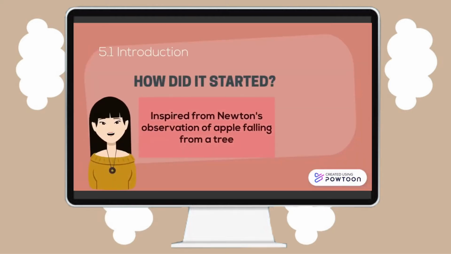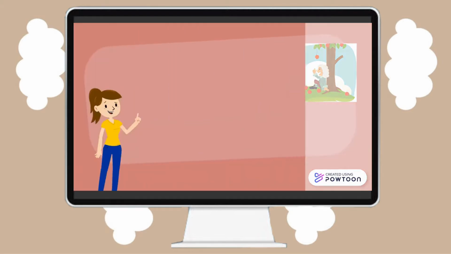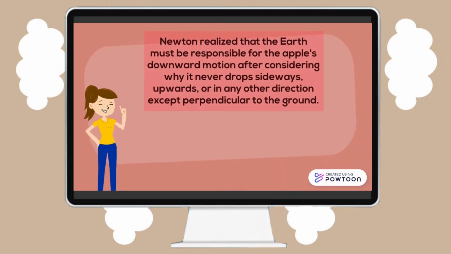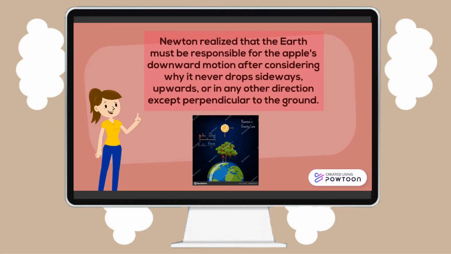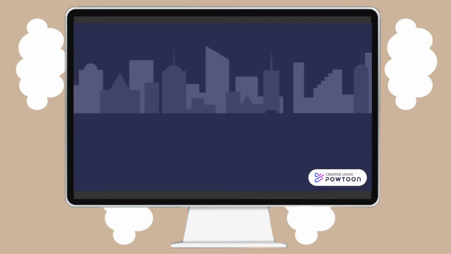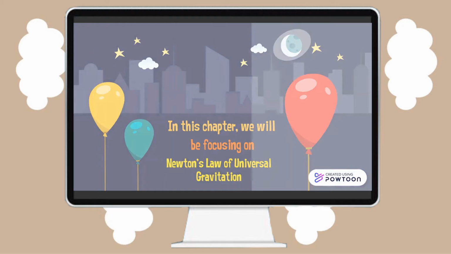How did it start? It was inspired by Newton's observation of an apple falling from a tree. Newton realized that the earth must be responsible for the apple's downward motion, after considering why it never dropped sideways, upward, or in any other direction except perpendicular to the ground. In this chapter, we will be focusing on Newton's law of universal gravitation.